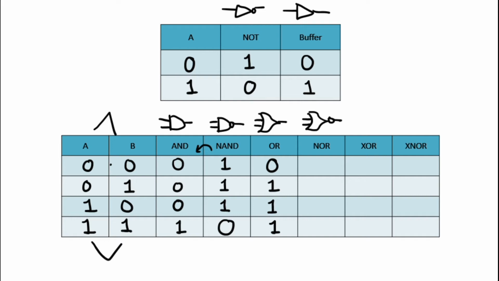Our NOR gate is just a negation of our OR gate. So not even looking back to the left side, just looking right beside me at the OR gate and flipping all those values.